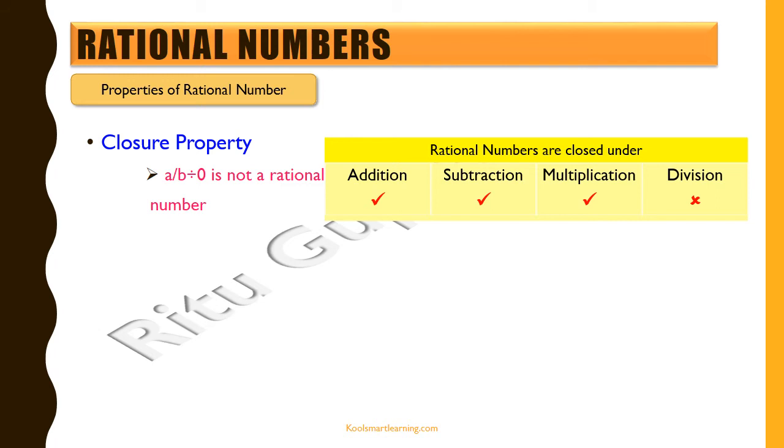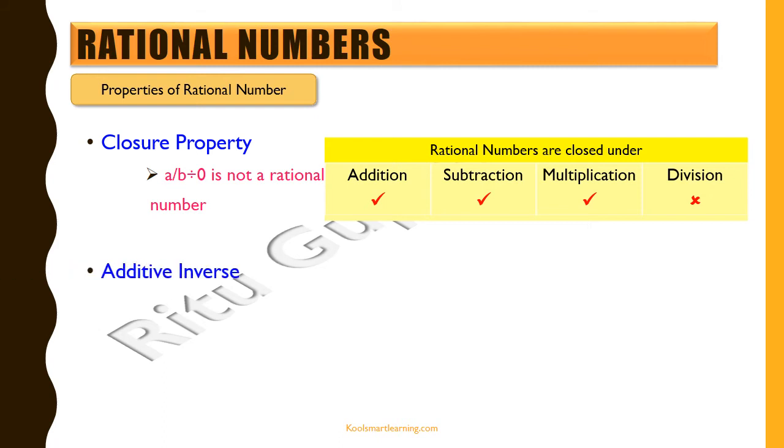So if we divide any given number a by b by 0, the result is definitely not a rational number, because the rational number says that the denominator should not be 0. So the closure property of rational numbers holds true for addition, subtraction, and multiplication, but does not hold true for division. Or we could say that rational numbers are not closed under division.